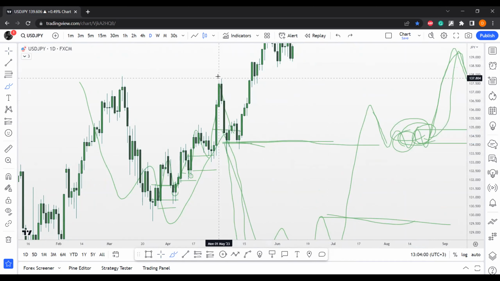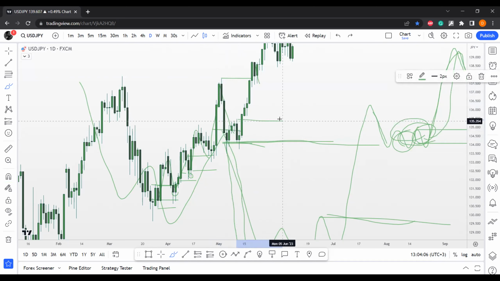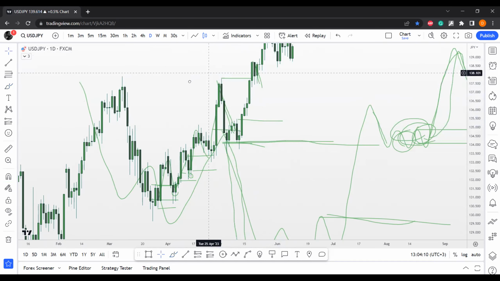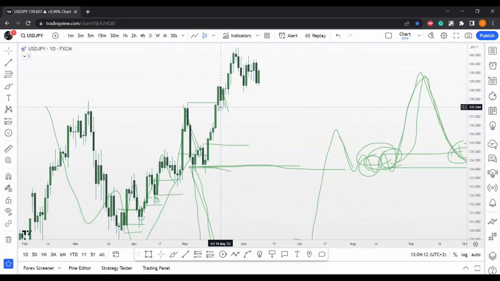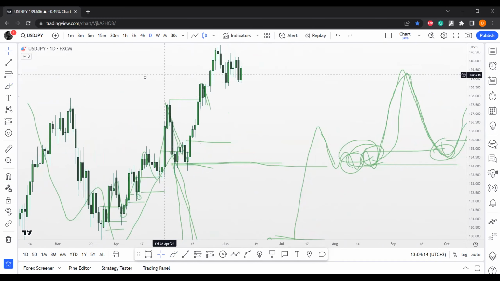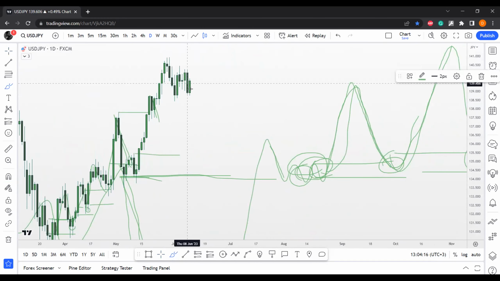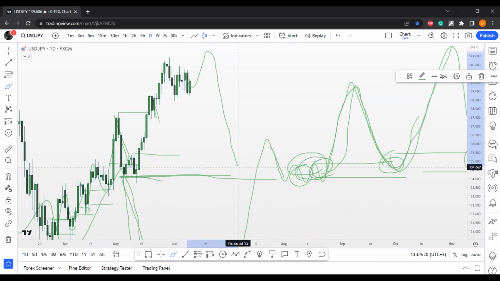Why? Because it broke to the upside and mitigated a bigger zone, leaving this zone. So this is still a chain which we can identify. And maybe it's enough for the market, but maybe the market will do something like this. It will break and then come back where? Maybe to this, because this was unmitigated.